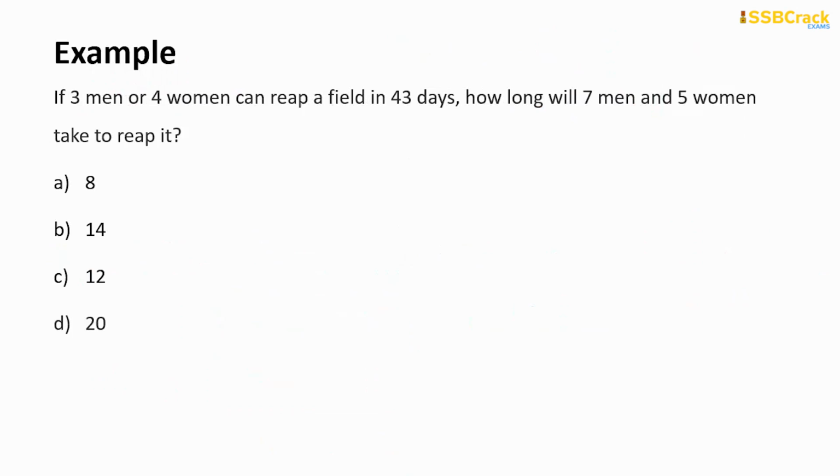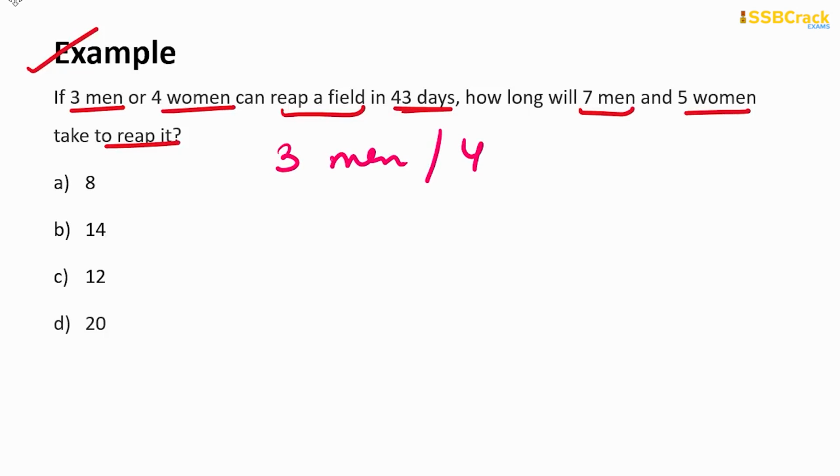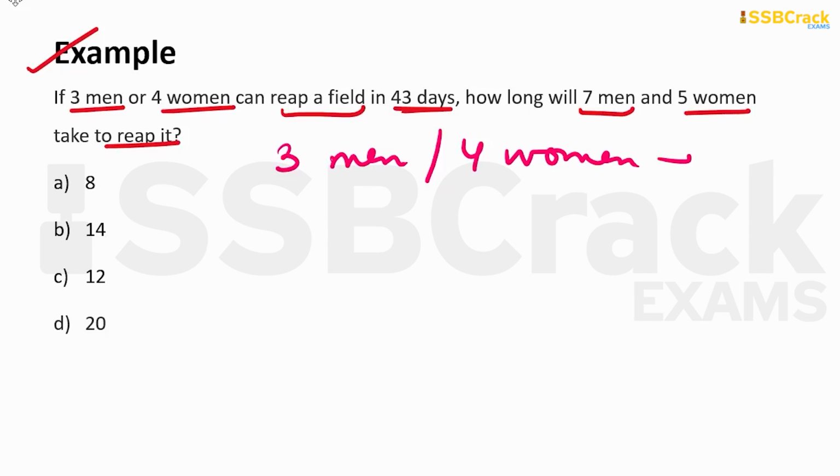So here is the example, and in this example it states that if 3 men or 4 women can reap a field in 43 days, right? So how long will 7 men and 5 women take to reap it? So firstly we'll write the things given in the question again. So it is given 3 men or 4 women, right? Can complete the work in 43 days. Then we are required to find 7 men plus 5 women will complete the work in how many days?